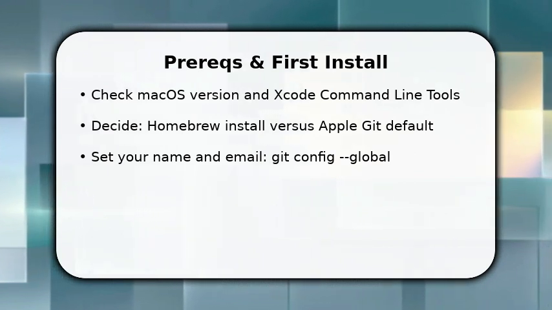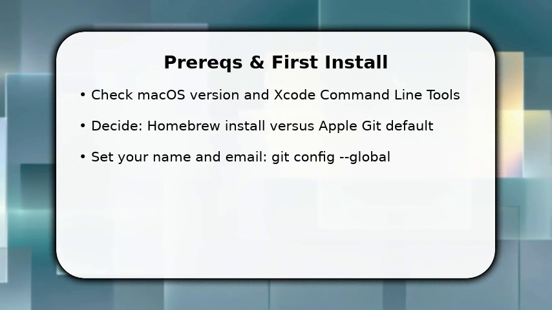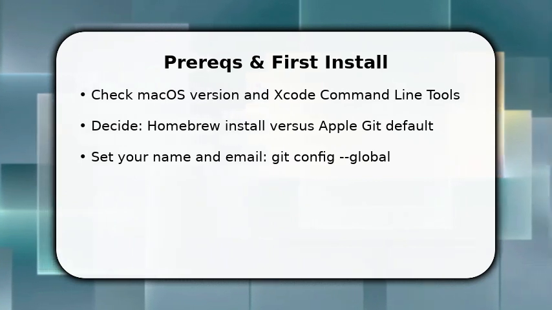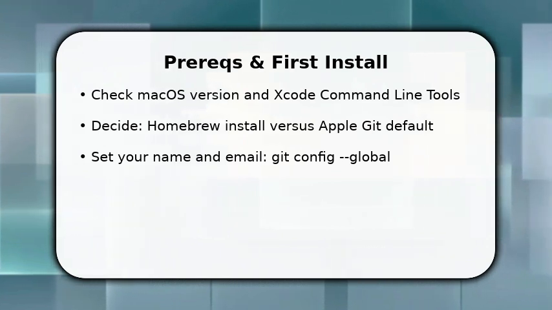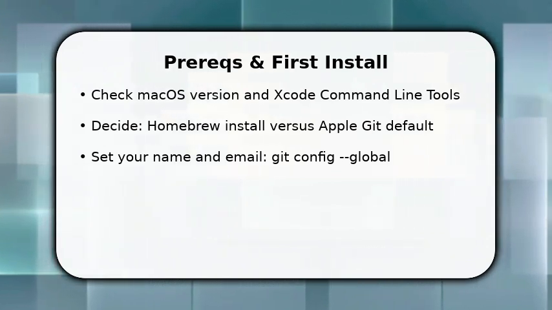Next, configure identity so commits have proper authorship. git config --global user.name and git config --global user.email. This sets a consistent identity across repositories.